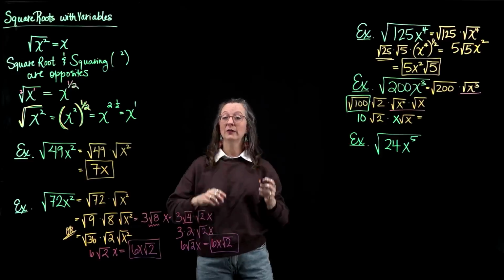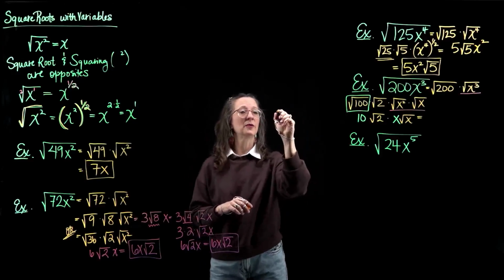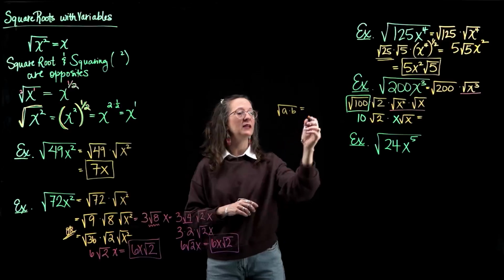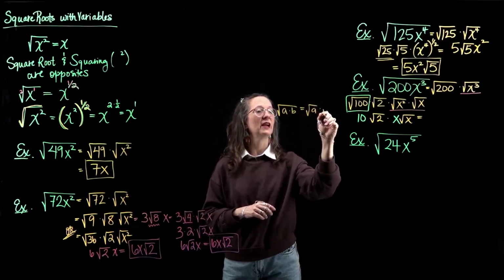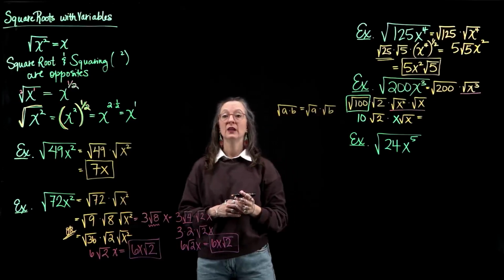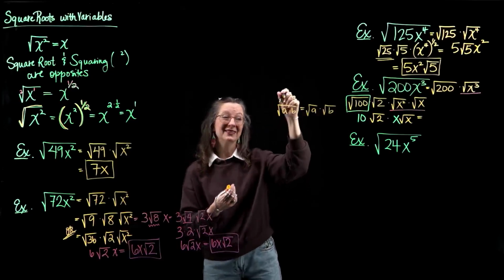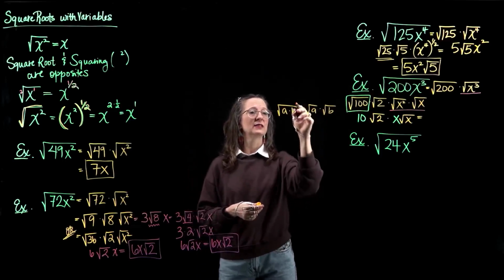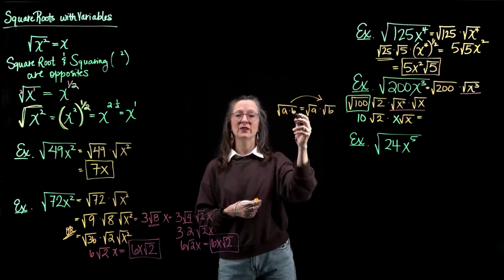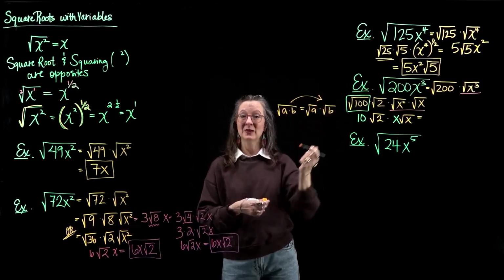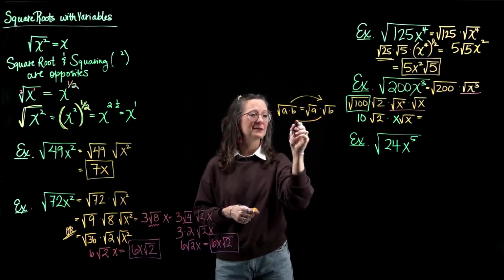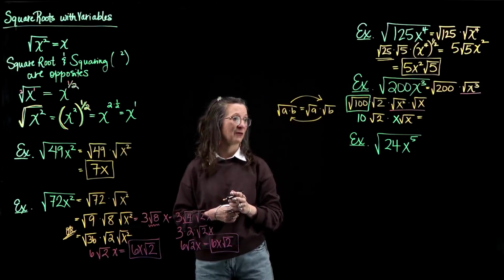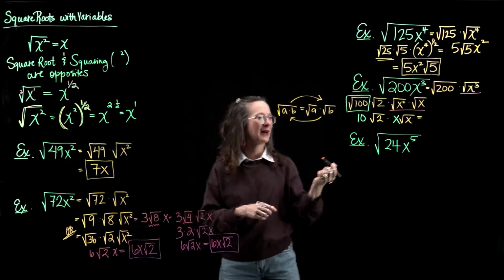All right, I want to remind you of an important rule we learned a couple videos back. It was if I have the square root of a times b, it's equal to the square root of a times the square root of b. And we used it to go from this left side to the right side. Now we're going to use it backwards. So instead of going from the square root of a product to two separate square roots, we're going to go from two separate square roots to combining them underneath a single square root. Let me show you how this applies.